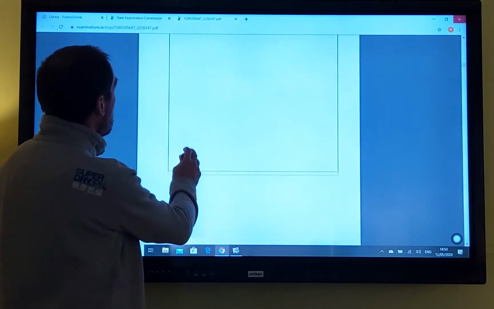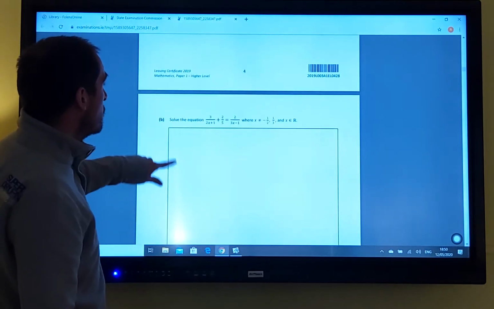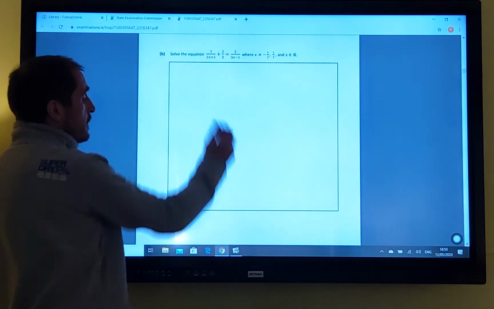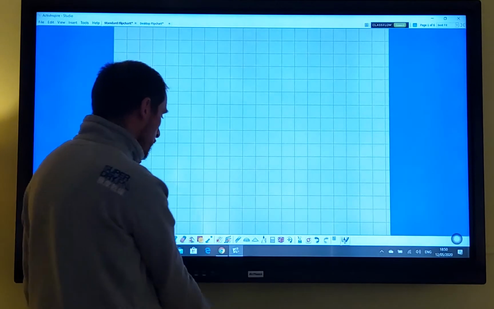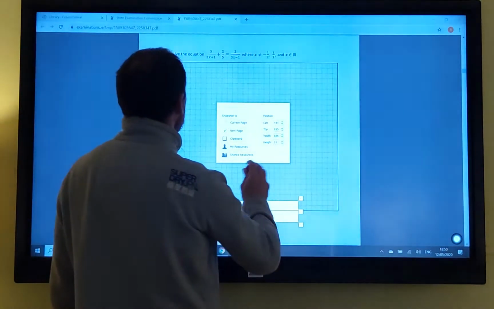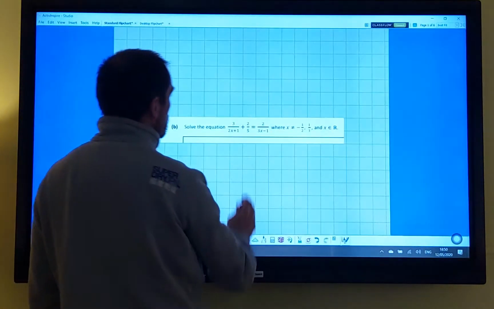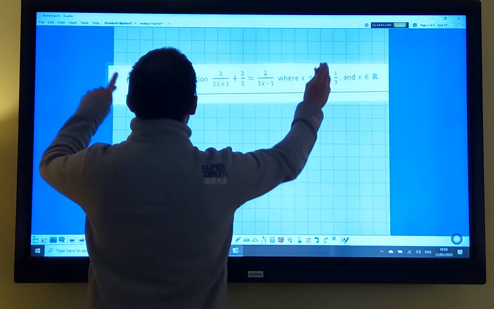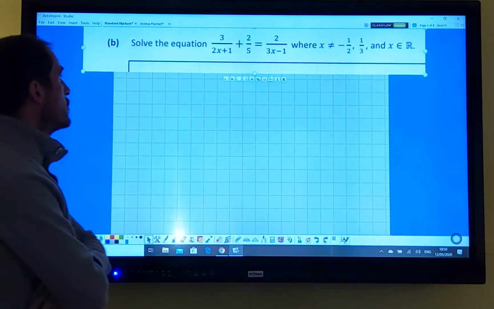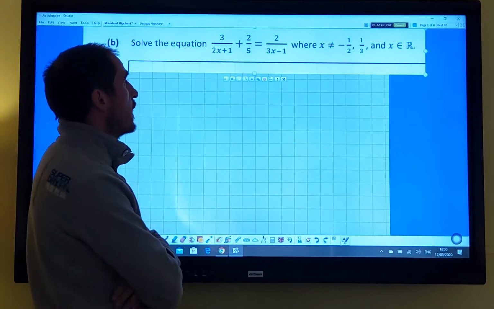So we're looking at the follow-up to part A in question 1, 2019 honours paper. This one here is part B, and what you're dealing with here is fractions. I'm going to take a screenshot of this and bring it over so it becomes much clearer, and we'll go through the question. I'm asked to solve the following equation: 3 over 2x plus 1, plus 2 over 5, is equal to 2 times 3x minus 1.